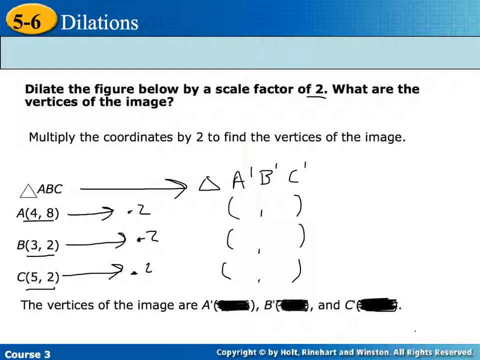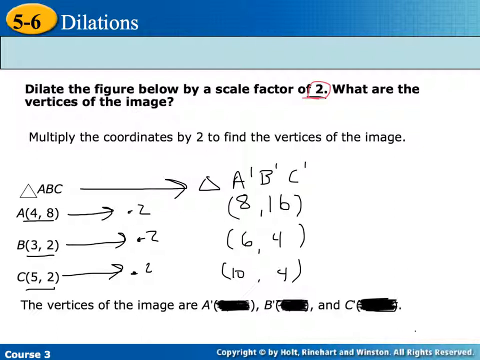The shape will not change at all if I dilate every single point, all X's and Y's, by the same scale factor. But the shape will get larger, because this number is greater than 1. So I multiply my points by 2, and I get (8, 16), (6, 4), and (10, 4). My shape did not change whatsoever; the size did. By multiplying all of those by the same factor, that's what I find.